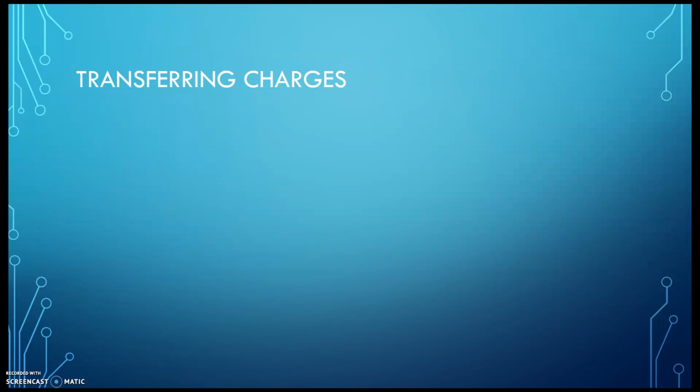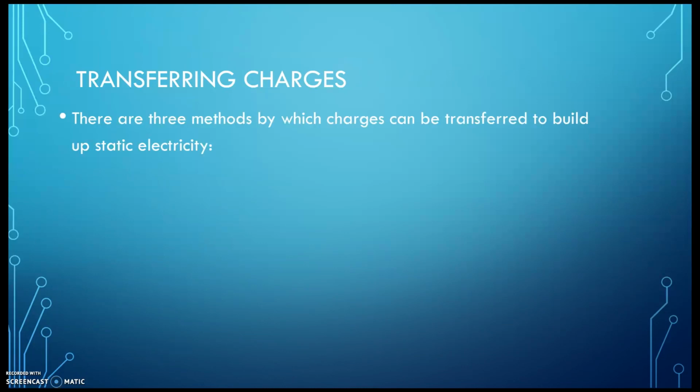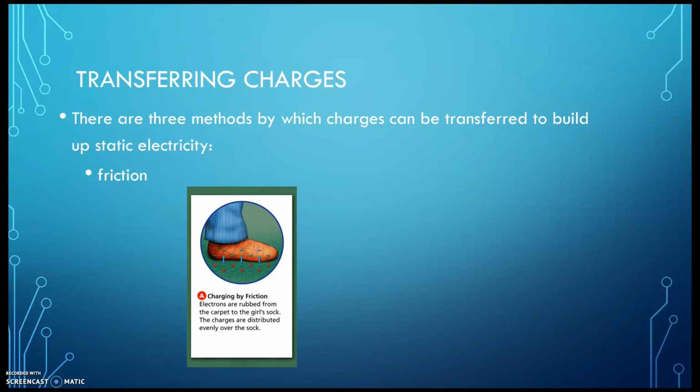Okay, charges can be transferred in different ways. There's three main ways, three methods by which charges can be transferred that helps to build up static electricity. The first one is through friction. Okay, charging by friction, it's when electrons are rubbed from one object to another. So if you put some socks on and scoot your feet across the carpet, like is shown in the illustration, it would cause your socks to become negatively charged. It would pick up those electrons by rubbing across the carpet.